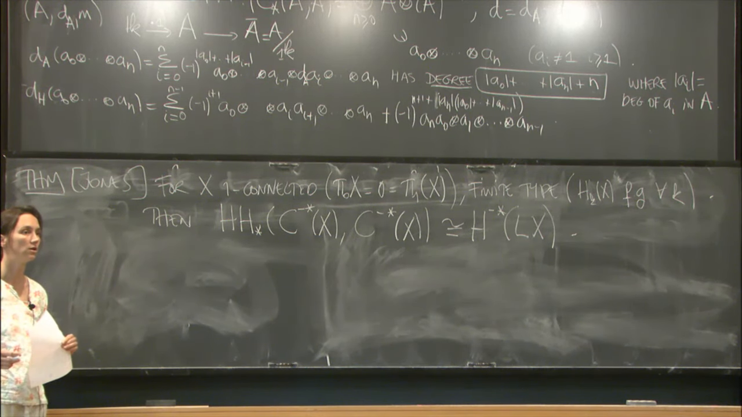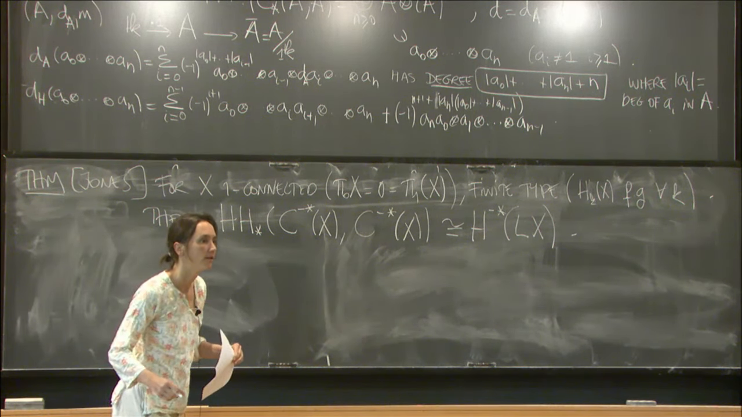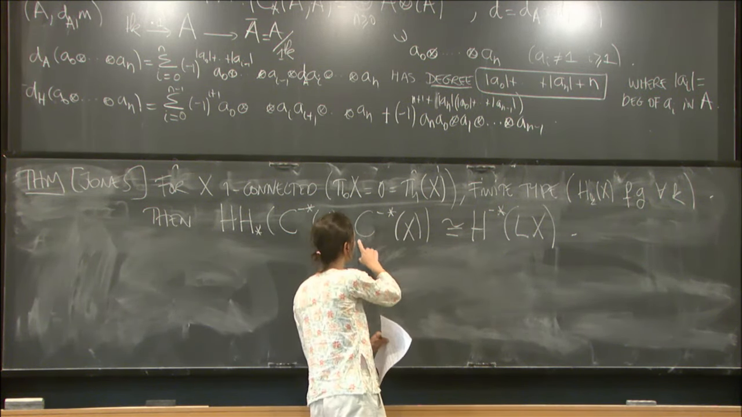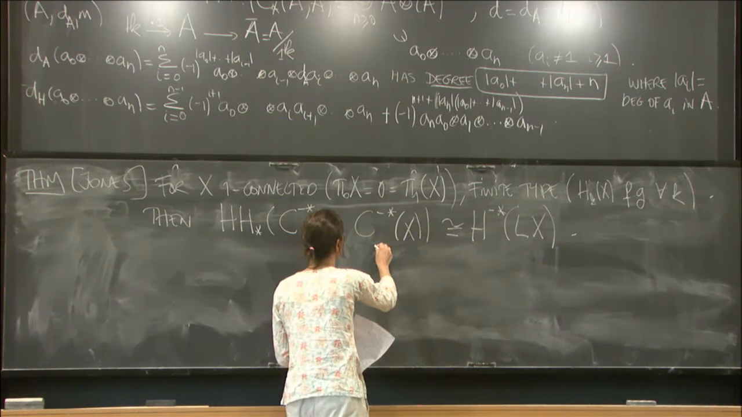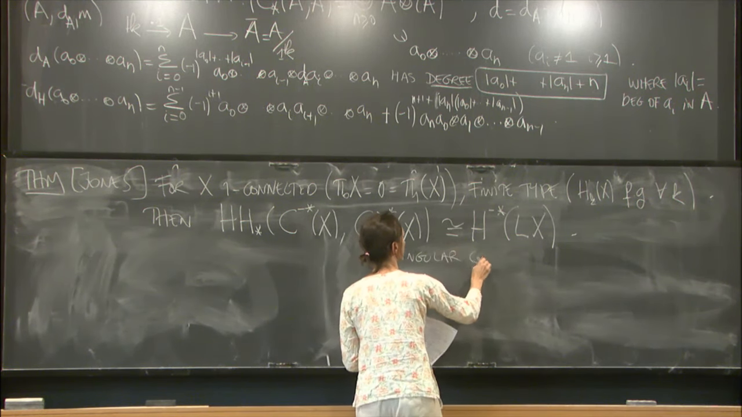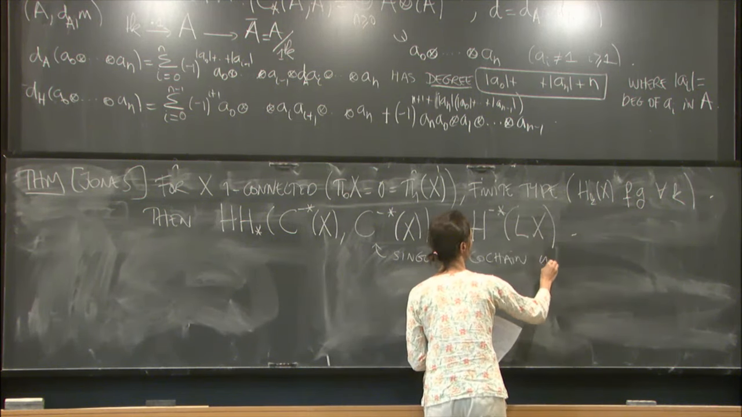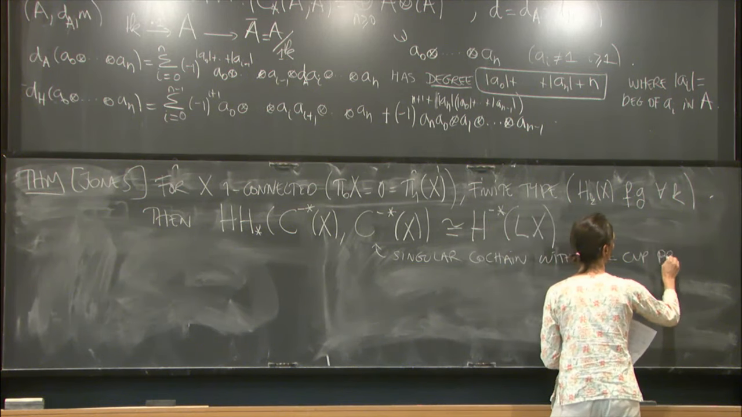Are these the cochains? Yes, these are the singular cochains of X. So remember, these are the singular cochains with the cup product. The multiplication is the cup product.